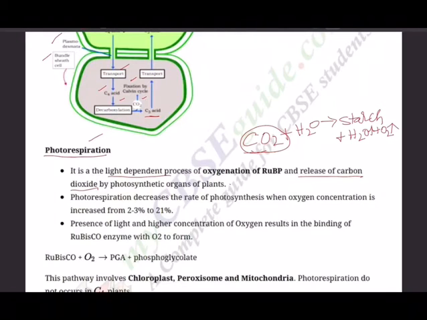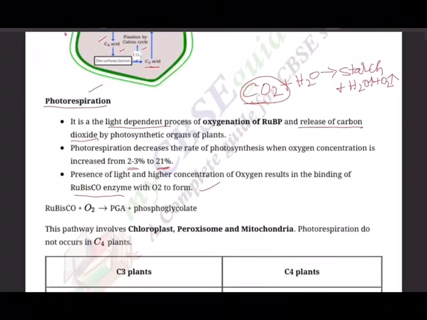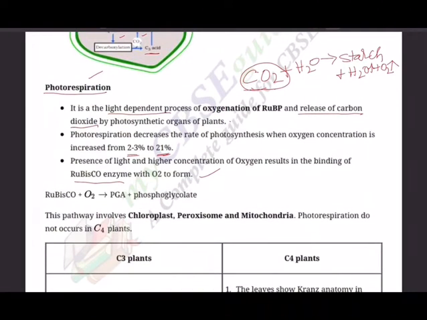Photorespiration decreases the rate of photosynthesis when oxygen concentration is increased from 2 to 3% to 21%. See, when oxygen concentration increases, photorespiration decreases. Presence of light and higher concentration of oxygen results in the binding of Rubisco enzyme with O2. This is the main crux of this. Rubisco enzyme combines with oxygen. And what happens when this happens?